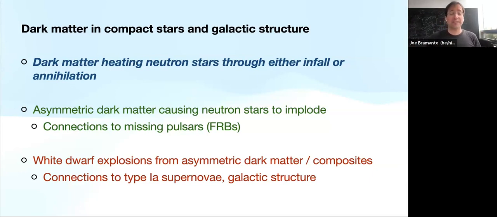And the last thing we're going to talk about is white dwarf explosions, and it's from the same kind of asymmetric dark matter or composite dark matter. And I'm going to talk about what connections we can draw between that kind of dark matter and type Ia supernovae, and then even galactic structure, which is kind of like an exciting new frontier for dark matter.